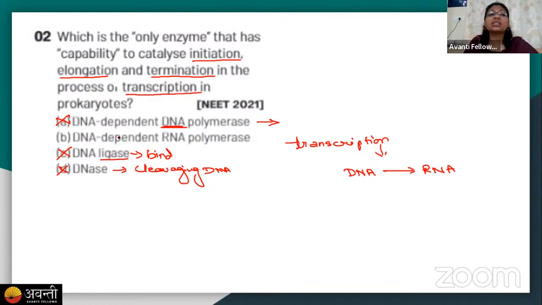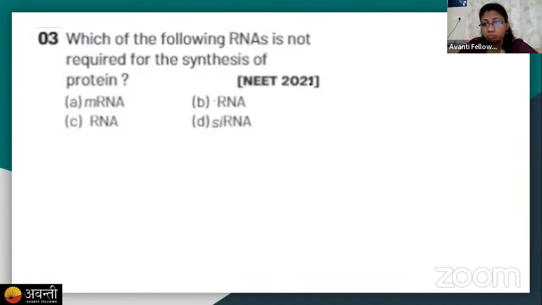So yes, we can say it is the enzyme which is given in option B, DNA dependent RNA polymerase, because the enzyme is going to read the DNA, but it will form the RNA. Okay, so the answer of question number two is B again. Okay, is it clear to everyone? Okay, great. So let's move to the third question.